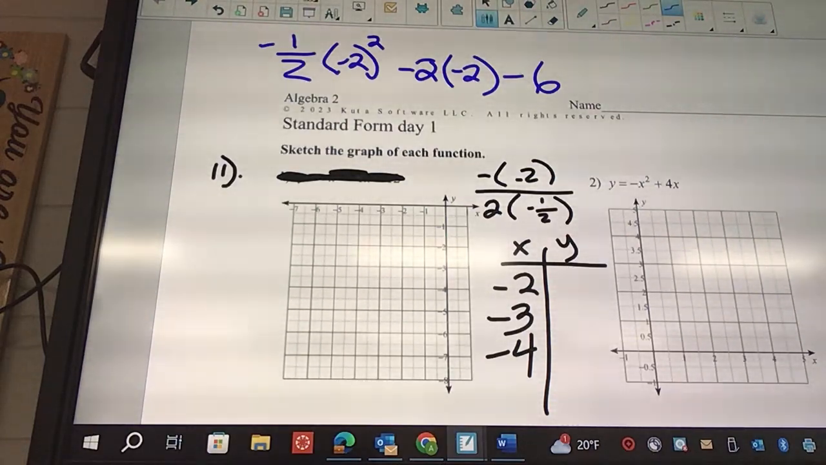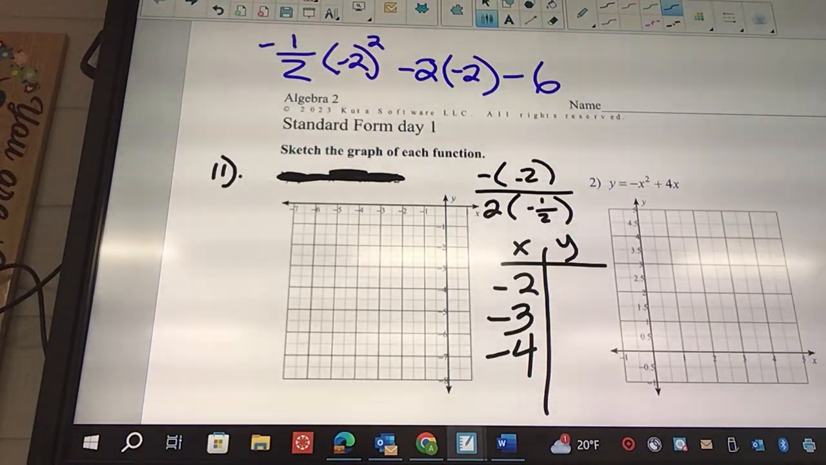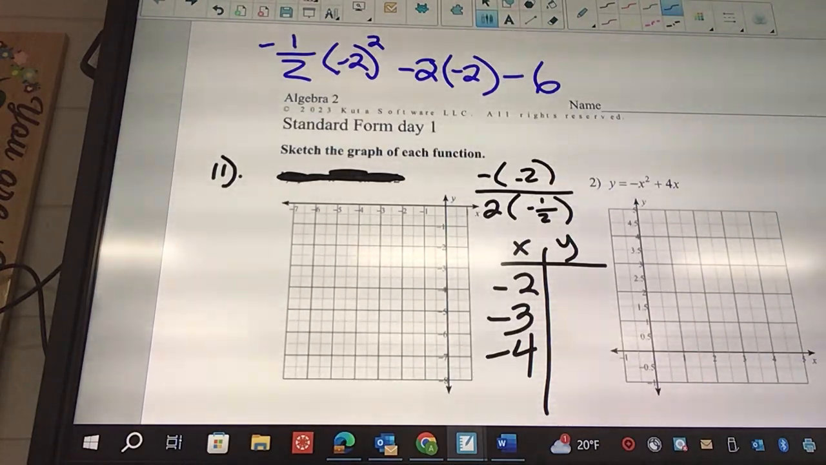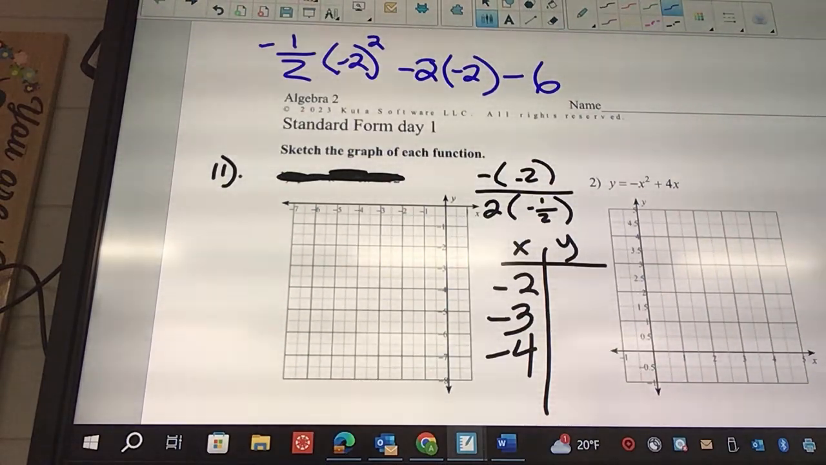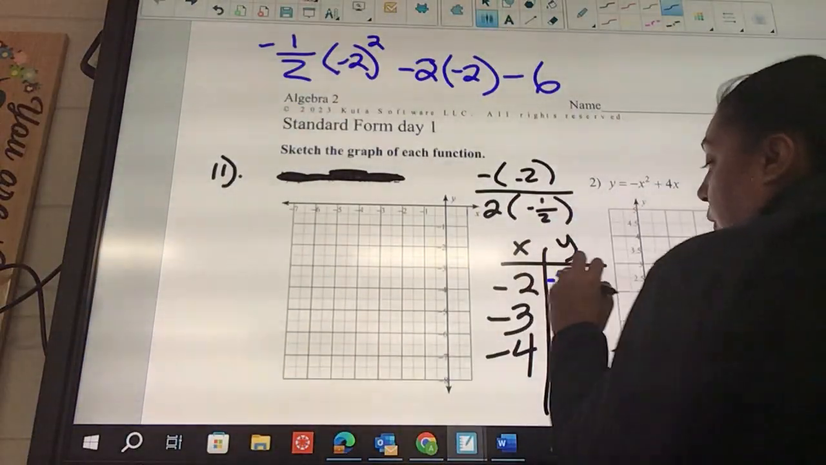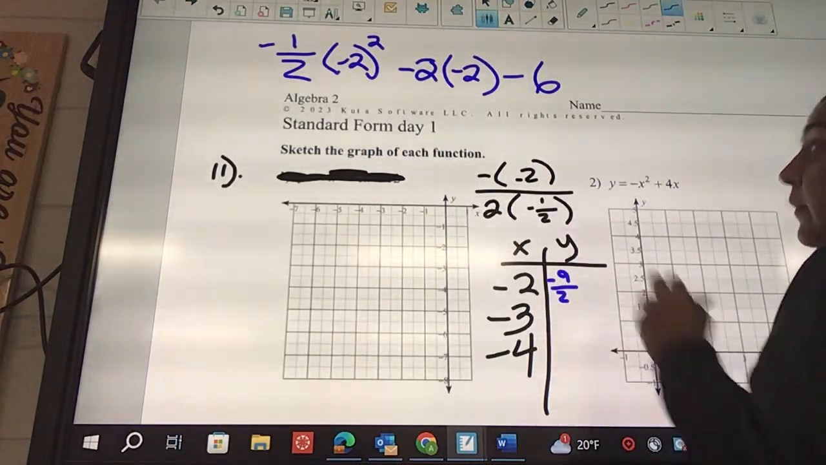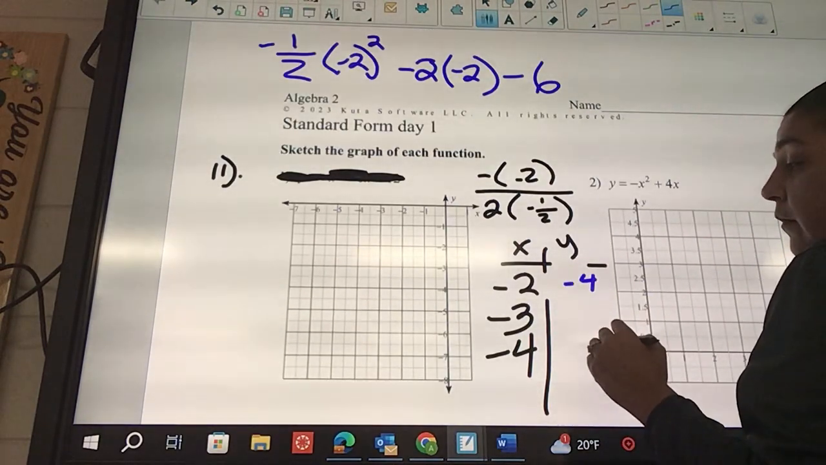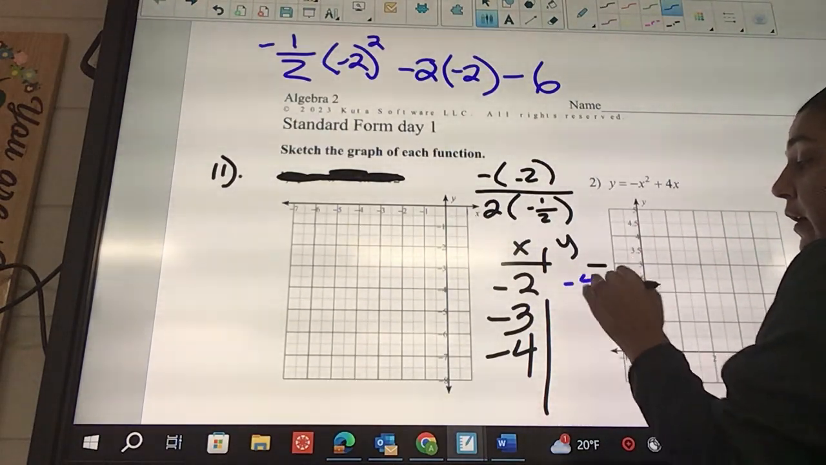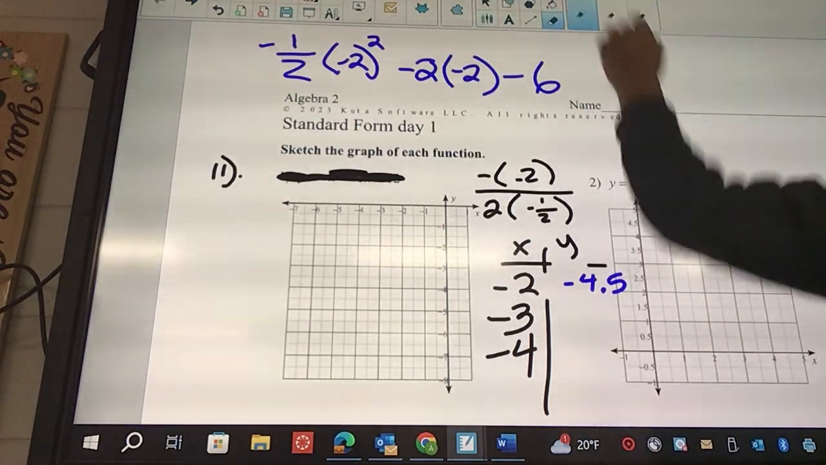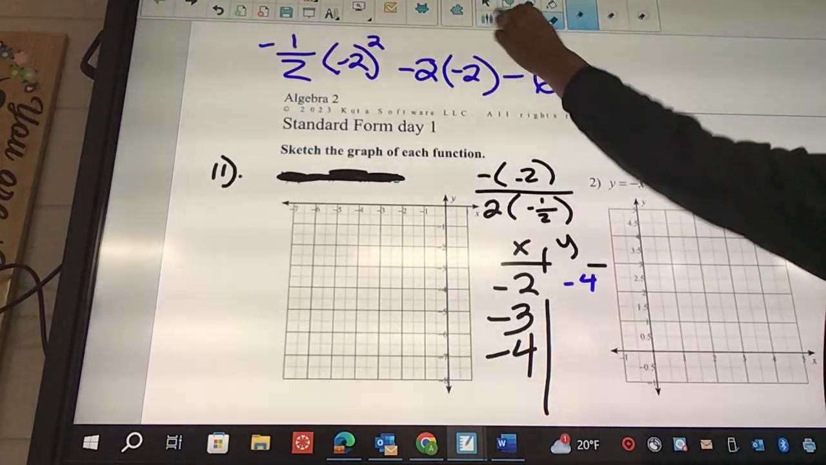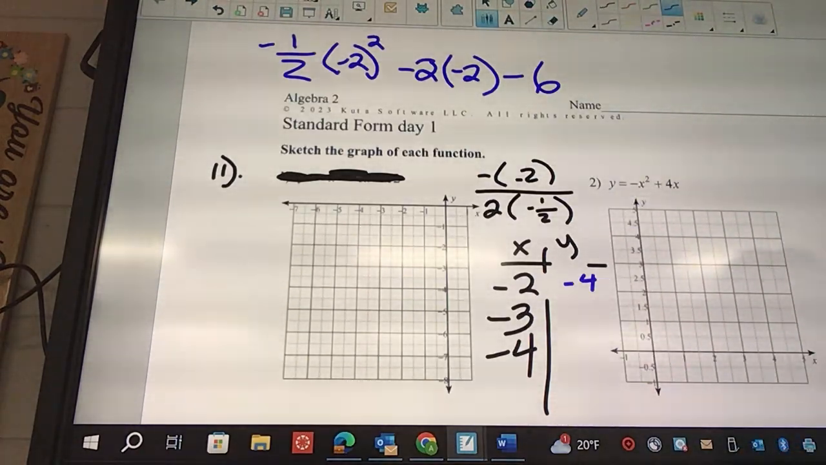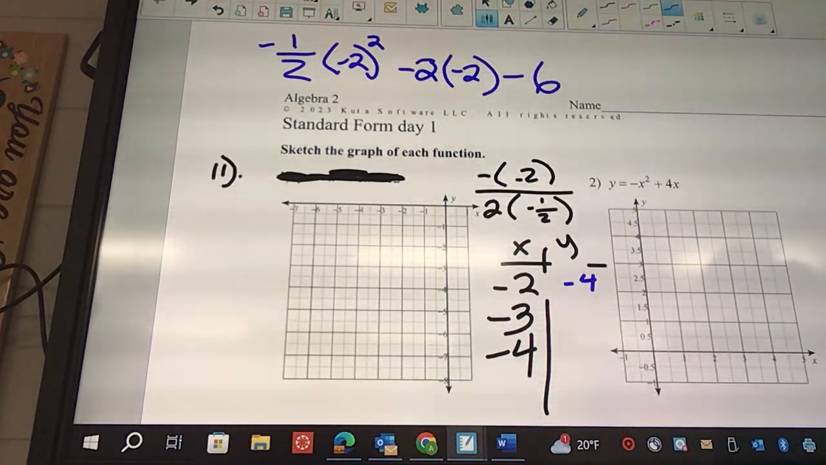For this one, it's -9/2. You got -9/2? Yeah. What is that as a decimal? The first one is -4. And then the second one, -3, is -4.5 as a decimal.